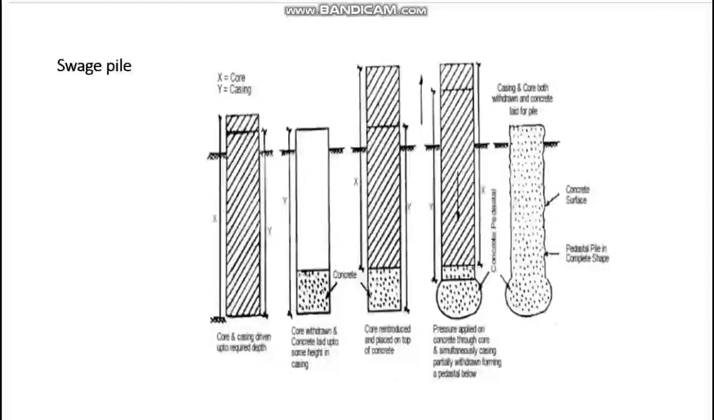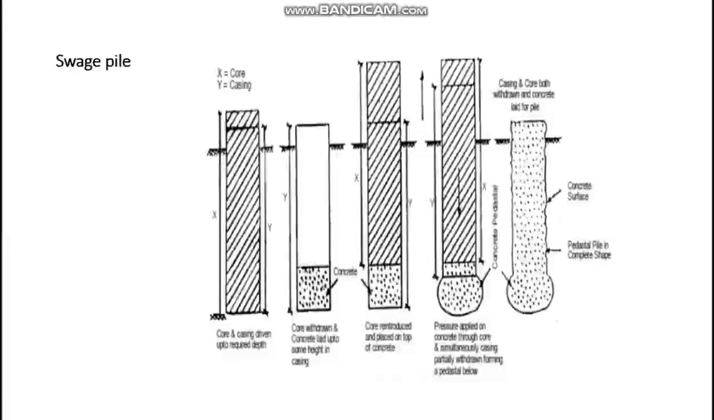So first the core and casing are driven up to the required depth. Then in the second stage the core is withdrawn. Okay, the core which was there is withdrawn and the concrete is laid up to some height. So till this height you see the concrete is laid. Then the core is again reintroduced and placed on top of the concrete. Then the pressure is applied on this part.